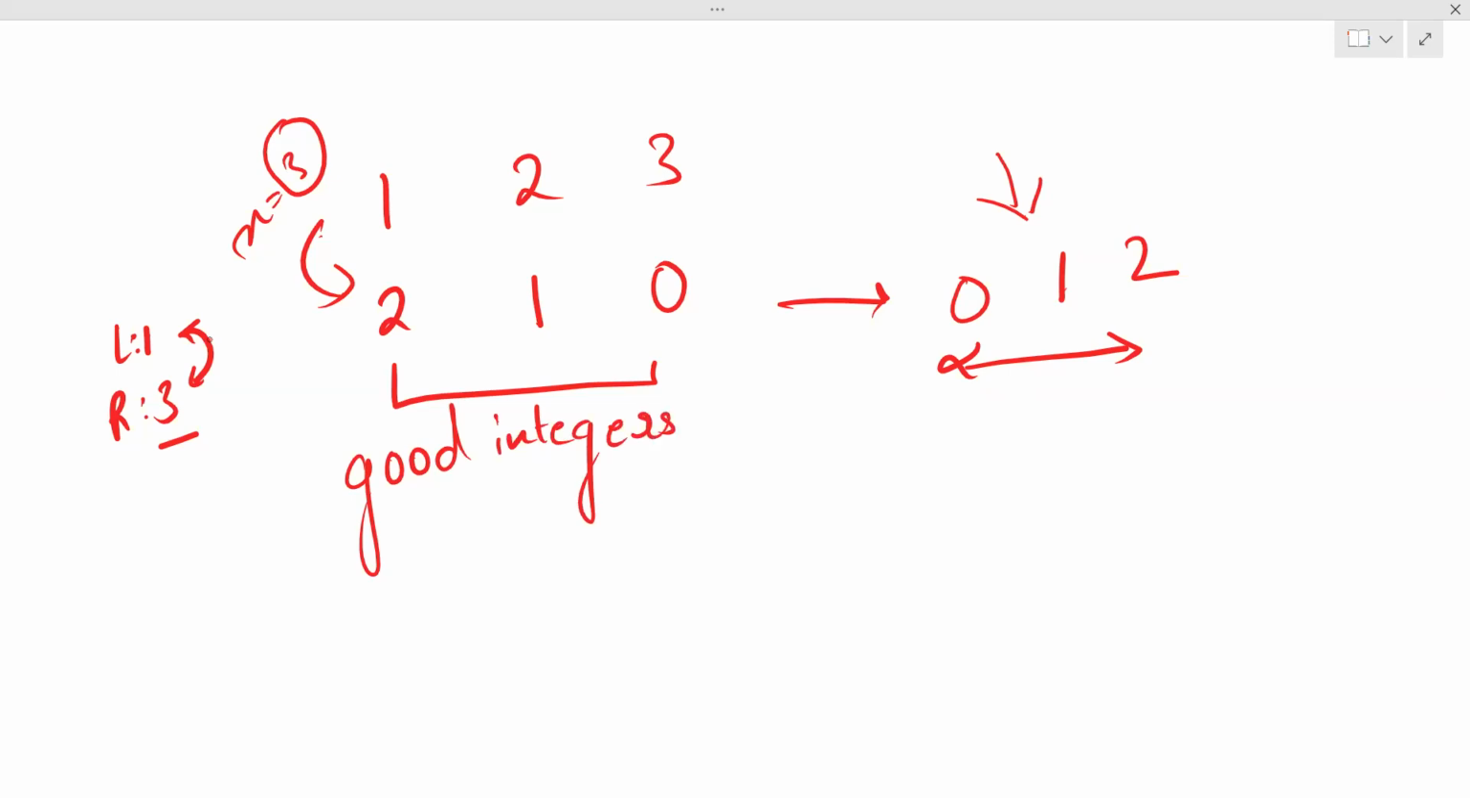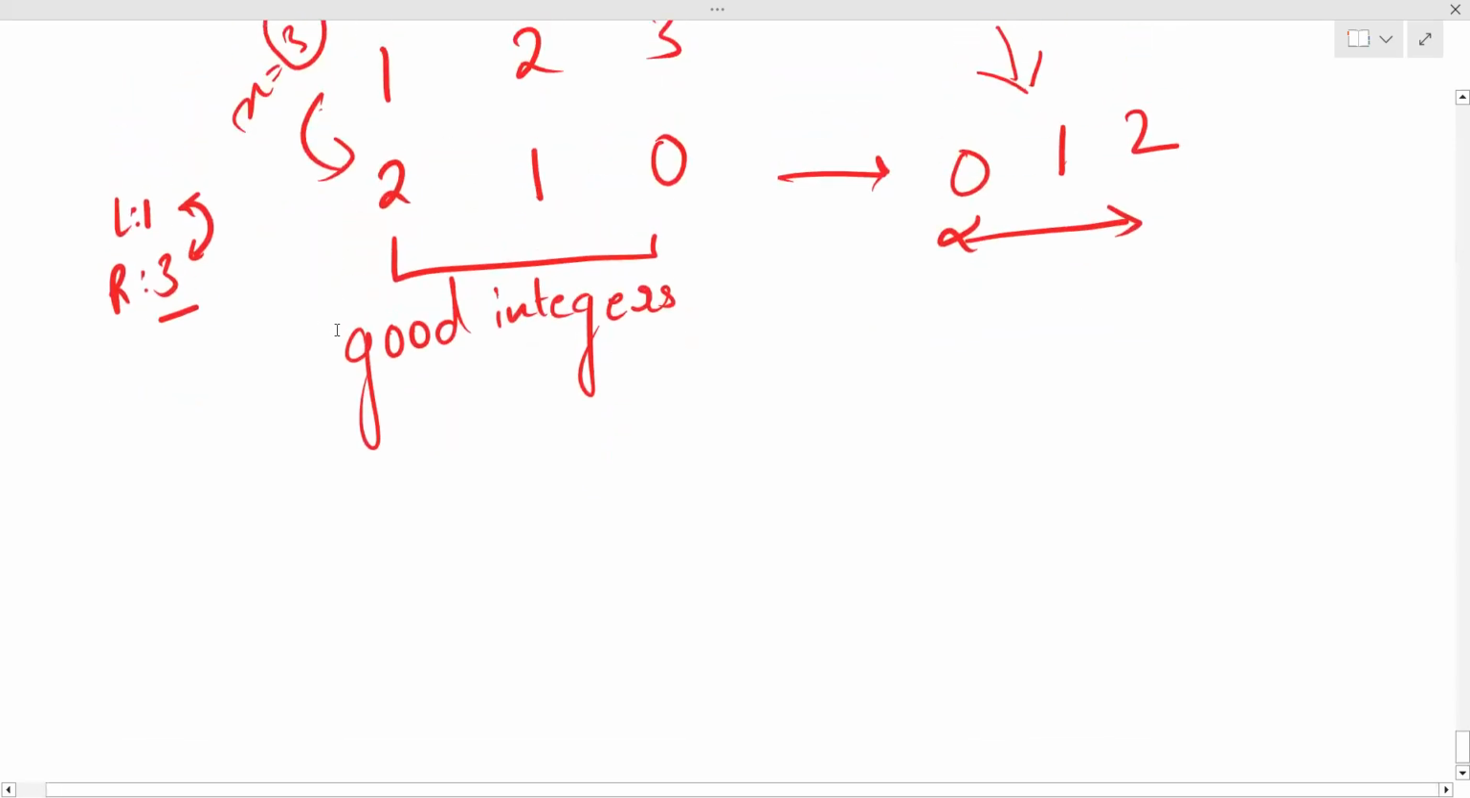So first of all, is this clear? Like, what is the problem statement asking me to do? Is it clear or is it not clear? It's clear, right? Okay.